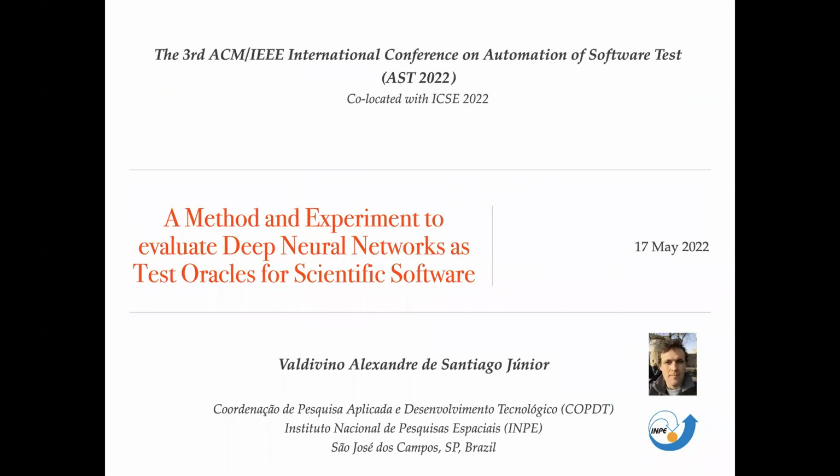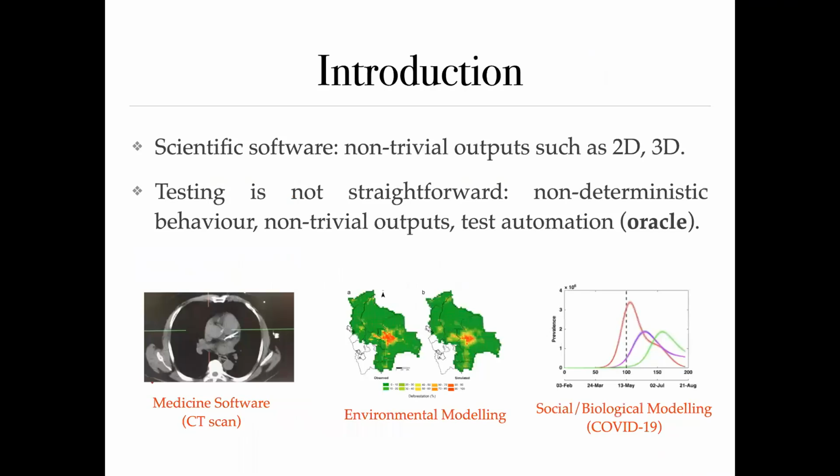A method and experiment to evaluate deep neural networks as test oracles for scientific software. Scientific software usually produces non-trivial outputs such as 2D, 3D images or plots. Testing such kinds of systems is not straightforward. They usually behave non-deterministically, produce such non-trivial outputs, and also test automation, particularly the test oracle, is not easy either.